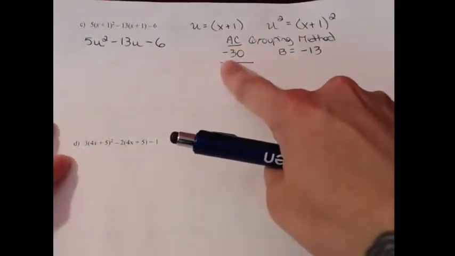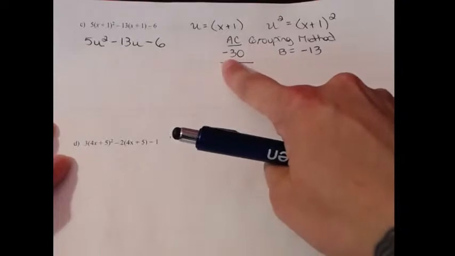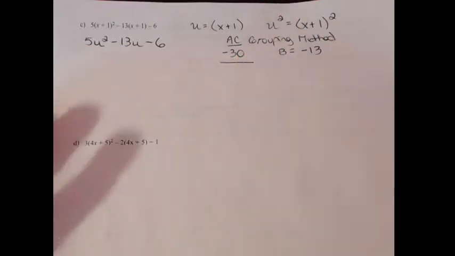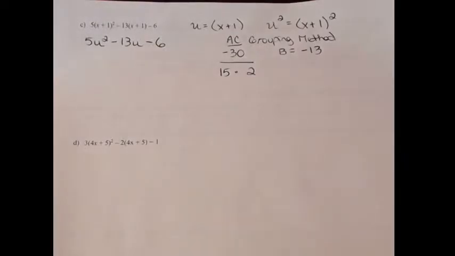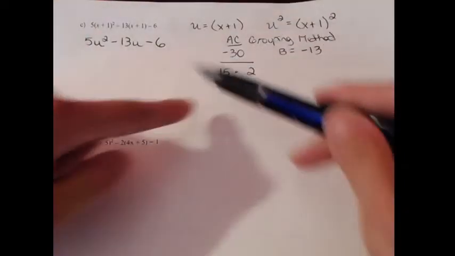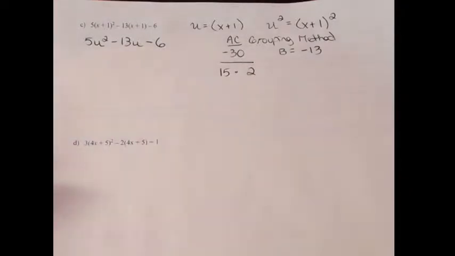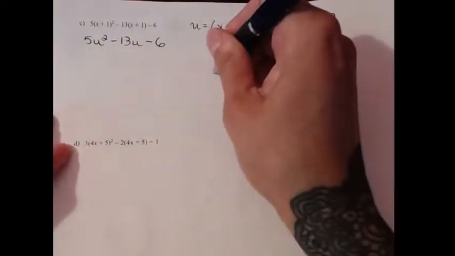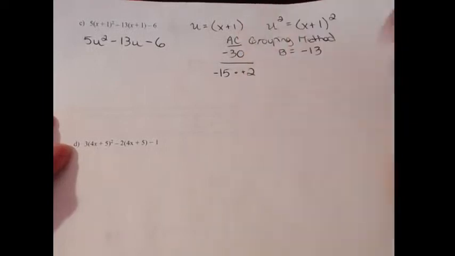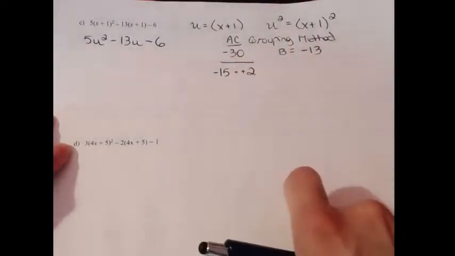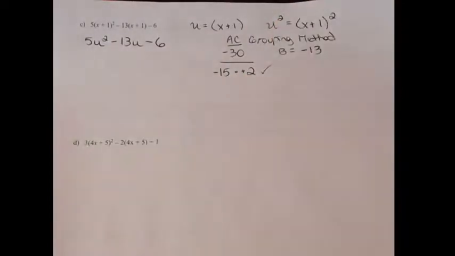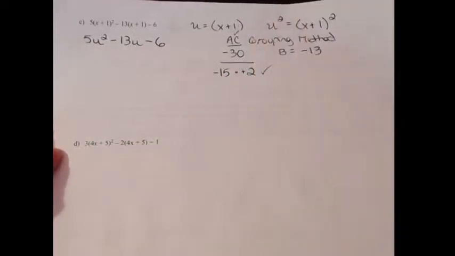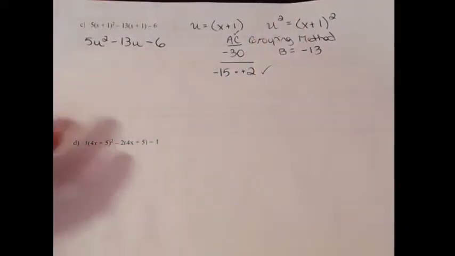Consider that your signs must be different. One has to be positive, one has to be negative when you multiply in order to get negative 30. So right away in my mind, I see that 15 times 2 gives us 30. But more specifically, I have to place the sign so that when I combine these two, I get a negative 13. Well, in order for that to happen, the larger number must be negative. So let's double check. Negative 15 times 2 is negative 30. Perfect. Negative 15 plus 2 is negative 13. Beautiful.